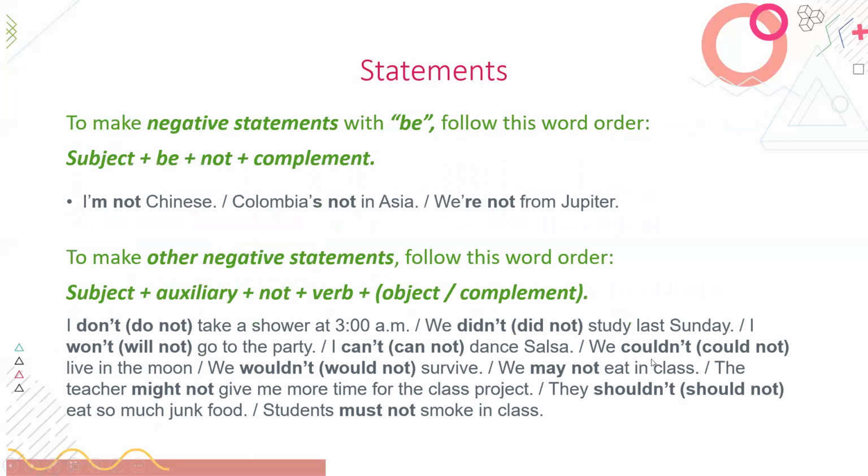Let's continue. To make negative statements with be, follow this word order. Subject plus be plus not plus complement. I'm not Chinese. Colombia's not in Asia. We're not from Jupiter. To make other negative statements, follow this word order. Subject plus auxiliary plus not plus verb plus object and complement, but this information in parentheses is optional.